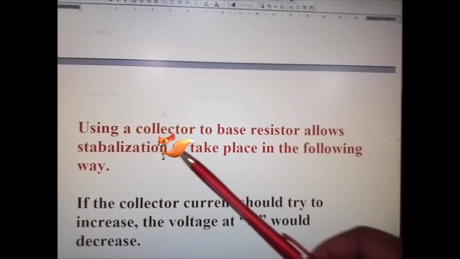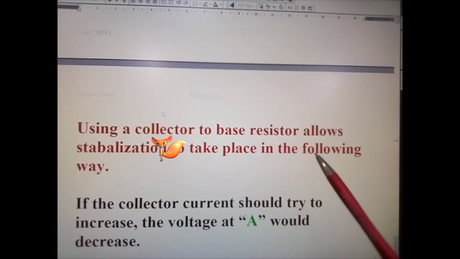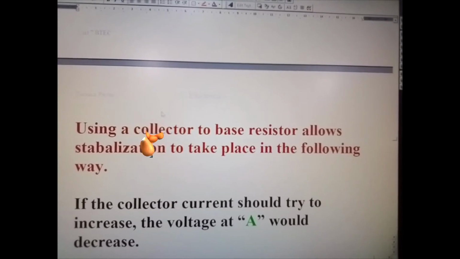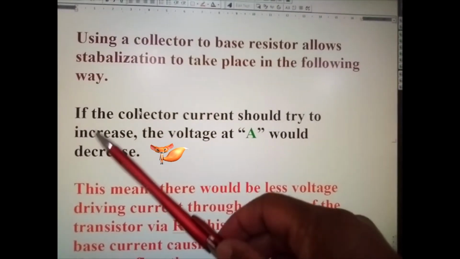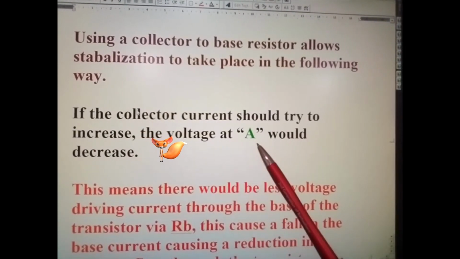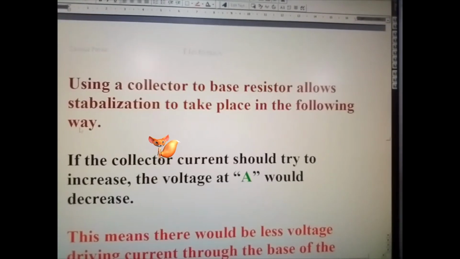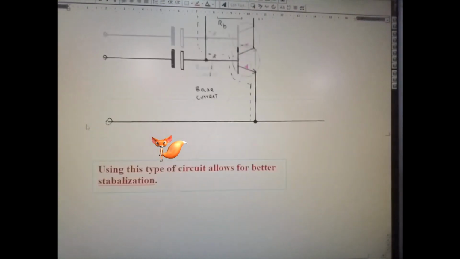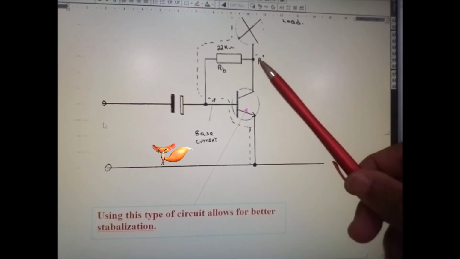Now using a collector to base resistor allows stabilization to take place in the following way. If the collector current should try to increase, the voltage at A would decrease. So let's look at the voltage at A. And that's where we're talking about. The voltage at A would decrease.